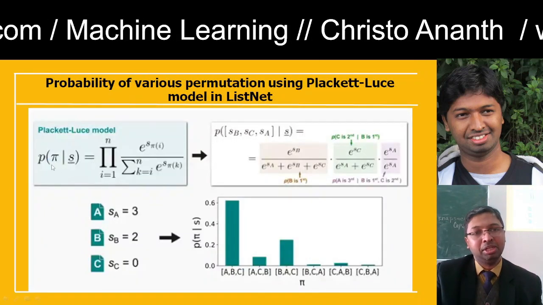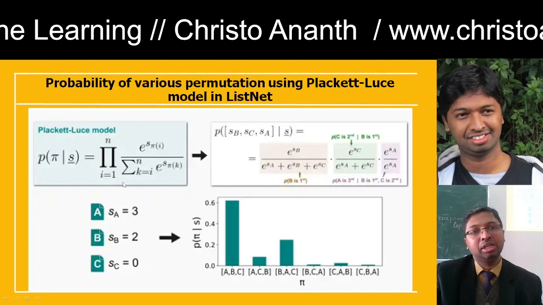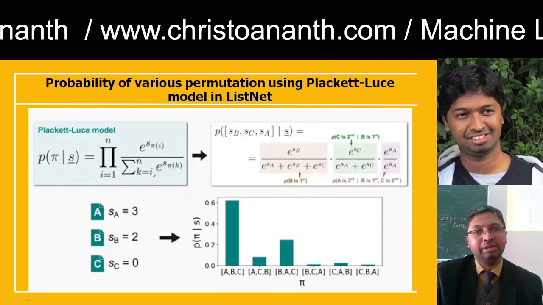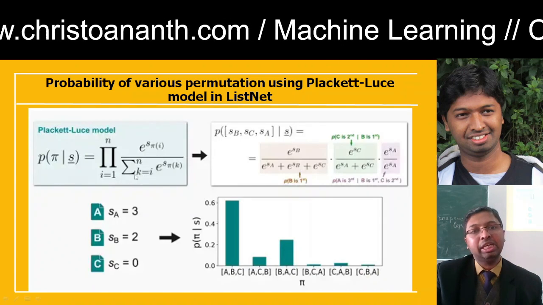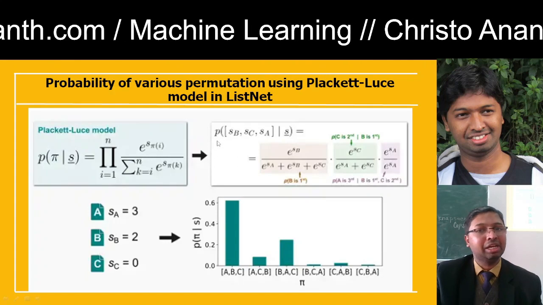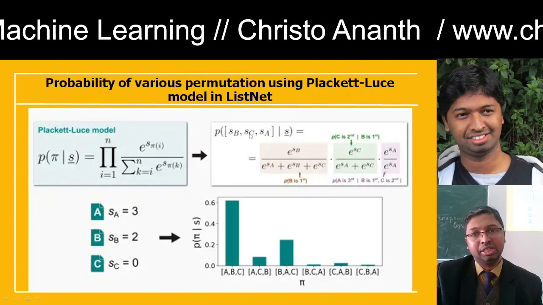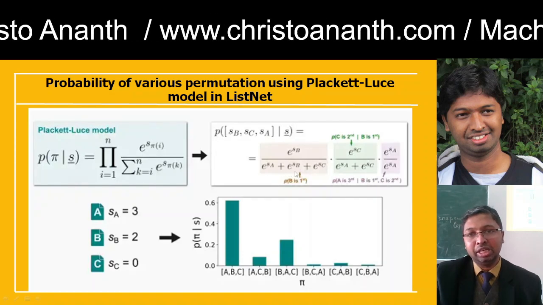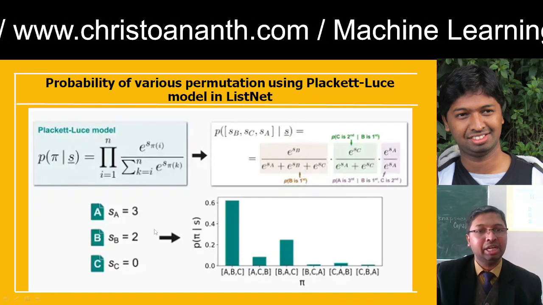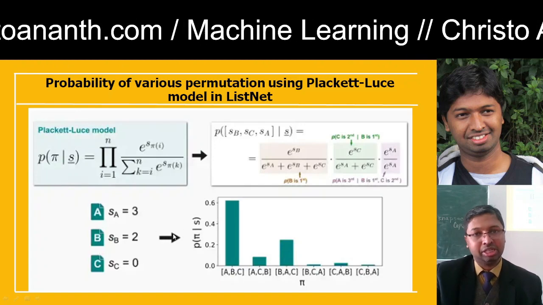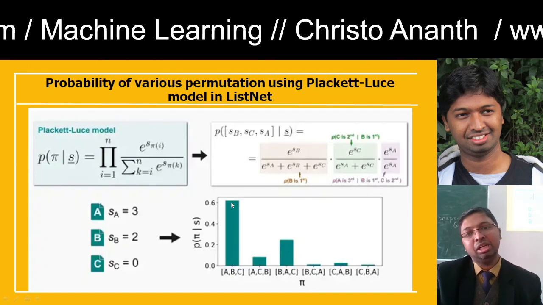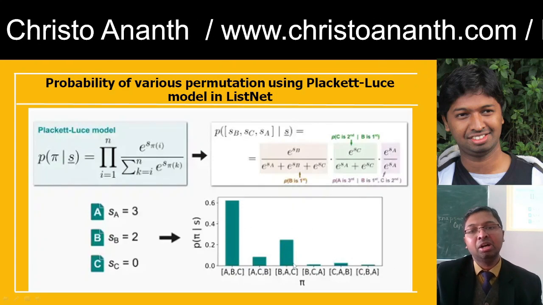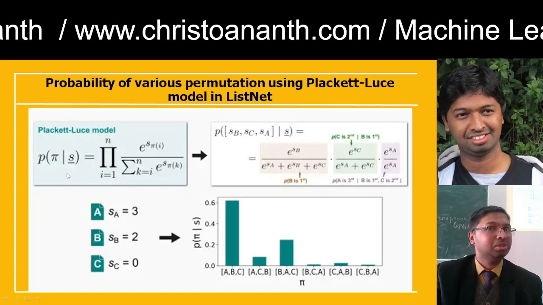This is the equation P of pi given S: the product of e to the power S pi i divided by the summation k equal to i to N of e power S pi k. Here you calculate the probability function for SB, SC and SA. You will have e^SB divided by e^SA plus e^SB plus e^SC. That you calculate, and corresponding to each of SA, SB and SC, you have the function with respect to y. That is nothing but the probability of the various permutations using this Plackett-Luce model.